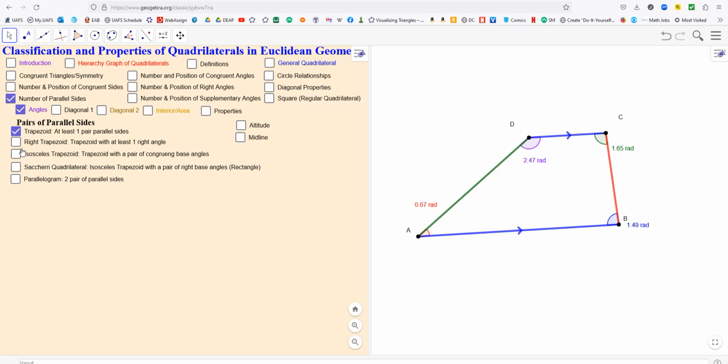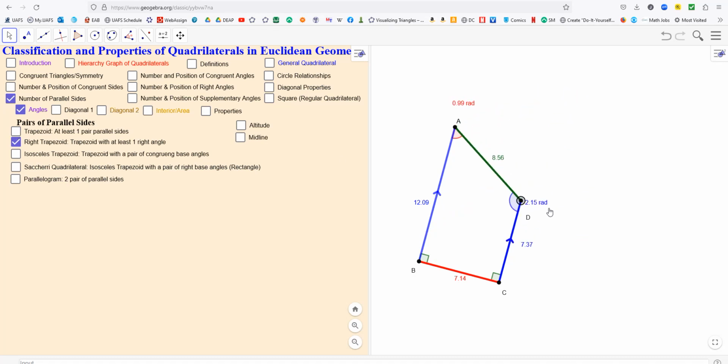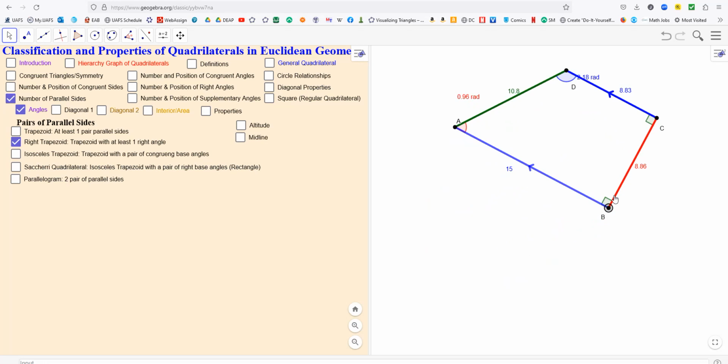Okay, now we have several subclasses of this. If it so happens that you get, we're getting close to it there, a right angle right there, you would get a right trapezoid. So a special kind of trapezoid is a right trapezoid. By definition, it has at least one right angle.